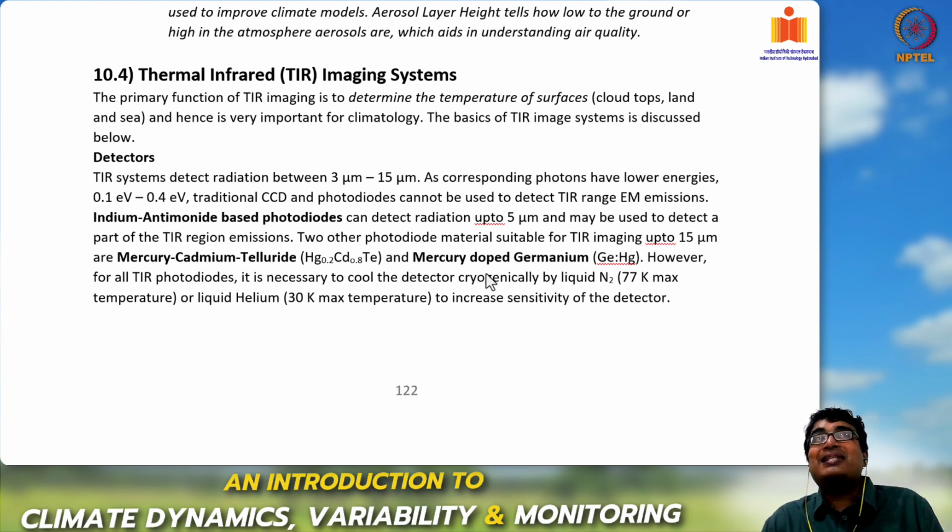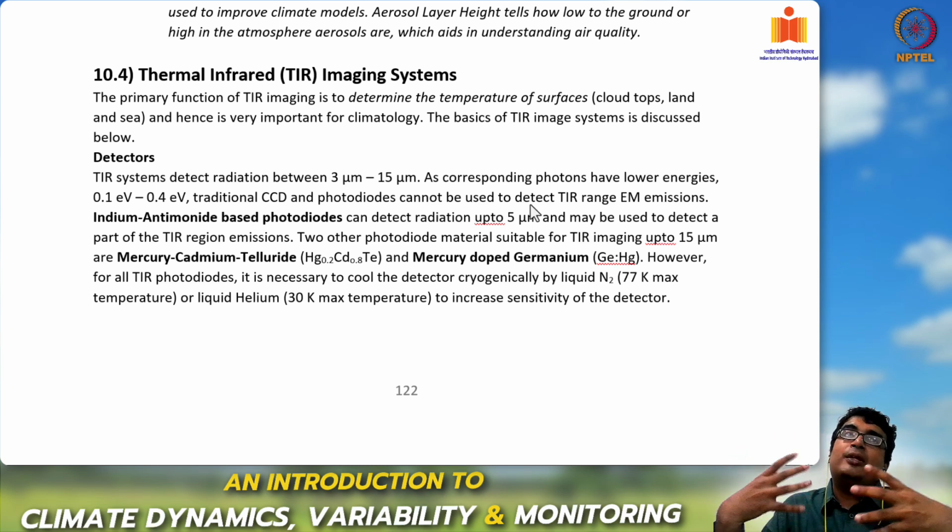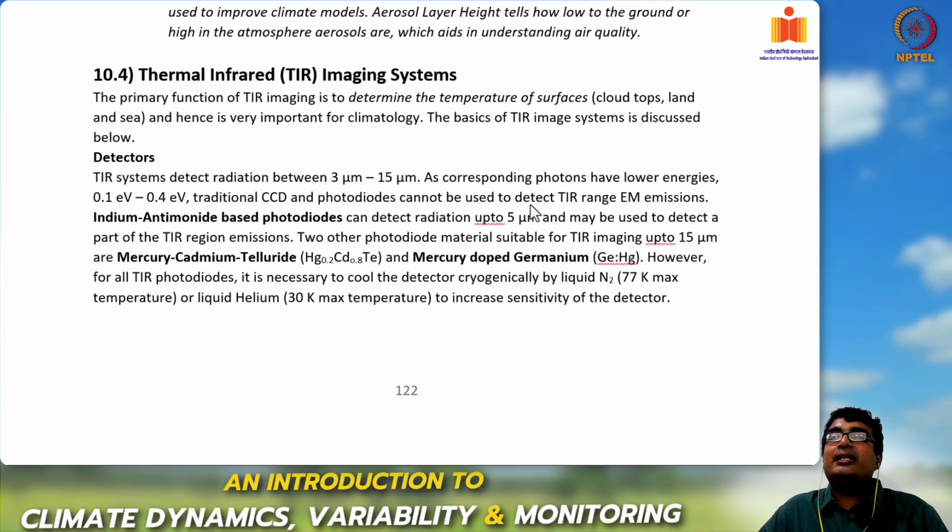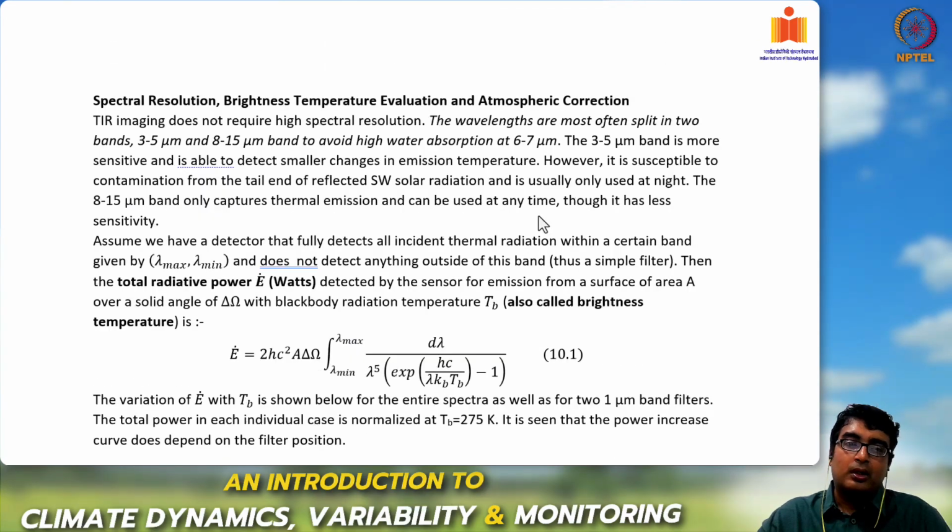However, for these to be sensitive enough, the detectors themselves have to be cryogenically cooled by either liquid nitrogen, so that the temperature is around 77 kelvins, or liquid helium, which is 30 kelvins. So helium is liquid under 30 kelvins. So these detectors are cryogenically cooled so that infrared radiation from the detector itself does not interfere with the TIR image photons that are coming from the earth. So that extra cooling system is required for these detectors to work in the TIR range. It improves the sensitivity of the detector.